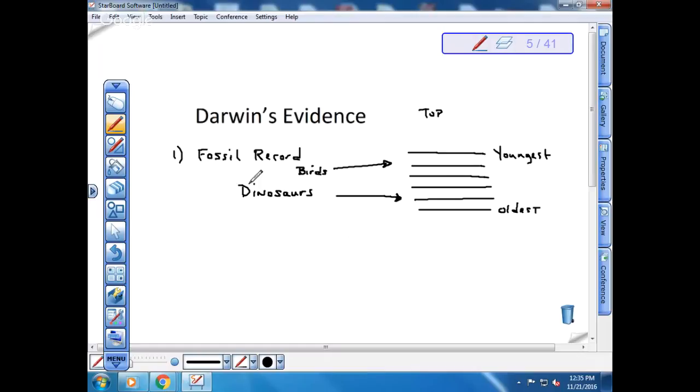So the fossil record tells us that there are organisms that were present on the planet that are no longer present. So one, organisms that were on the planet went extinct and are no longer present.